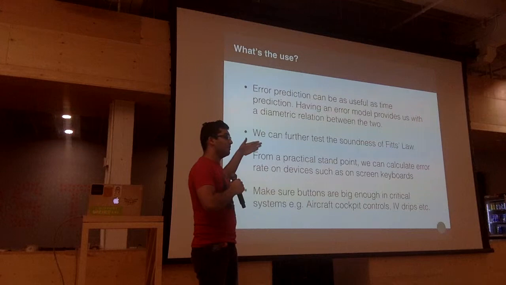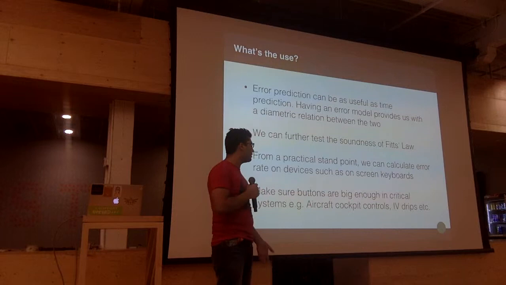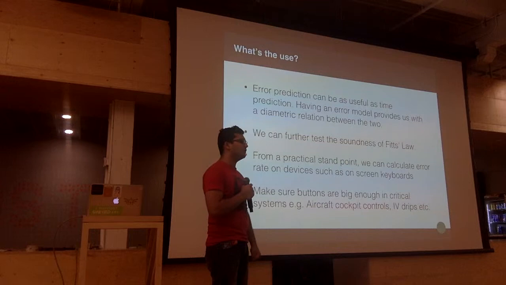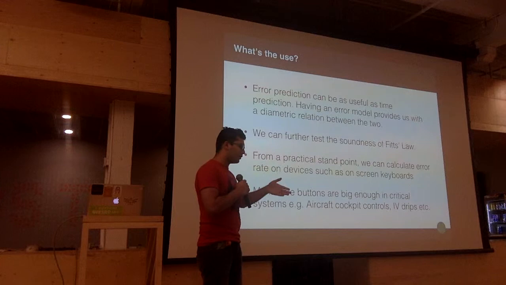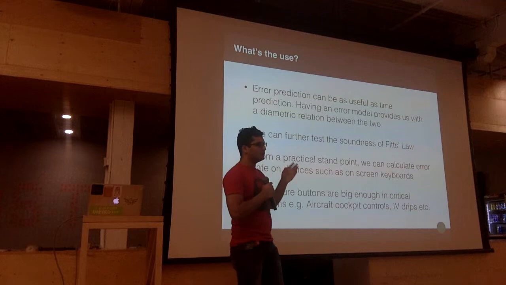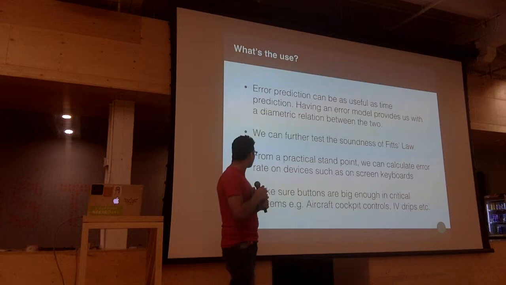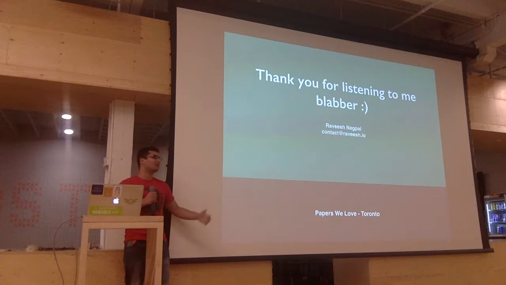Fitts' original intention for using this law was for aircraft cockpits, as he was really familiar with them. He was really interested in cockpits. So the idea was, there are important buttons that need to be pressed at a certain time. We can use this error prediction model to set it up so that the chance that a user will pop up is really low. So, as I said, the presentation is really simple.